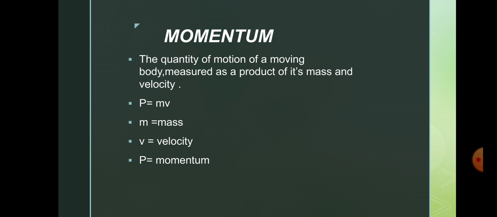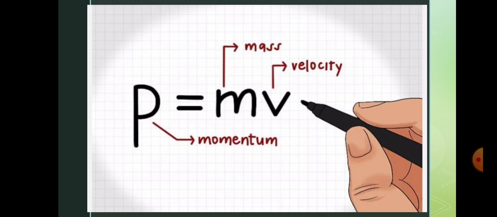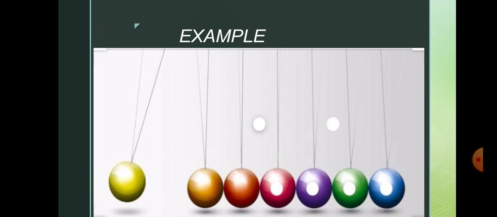Then we proceed to momentum, the quantity of motion of a moving body, measured as the product of its mass and velocity. Momentum means motion, and an object in motion has mass and velocity. P is equal to mv, where m is mass and v is velocity. Velocity means speed in a given direction. For example, if you have any body in motion, that body has a mass and velocity.